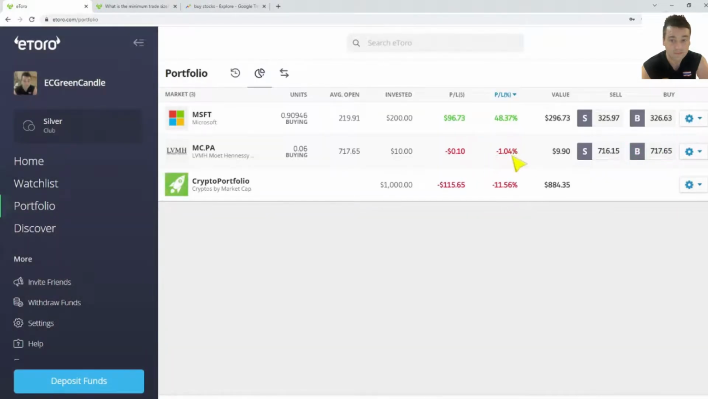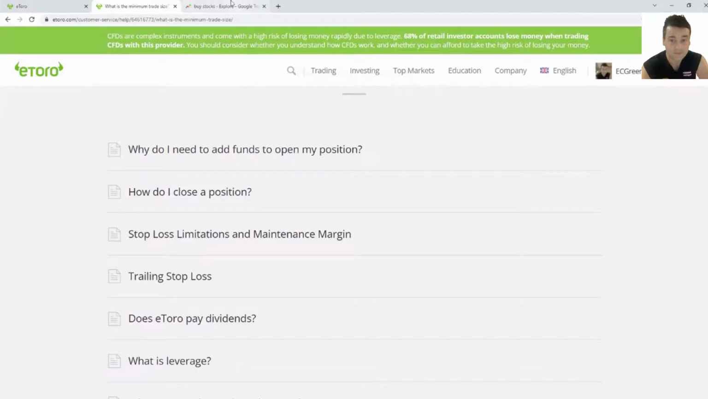So already it's minus, it's just the spread fee there. It's not moving too much, this stock, but that just shows you the leverage. Just be very careful with that. Wouldn't recommend it for beginners.